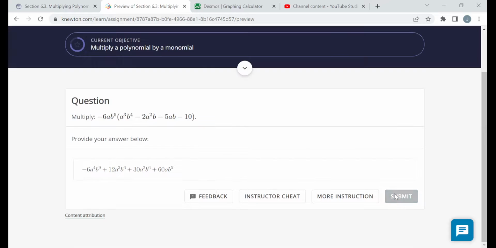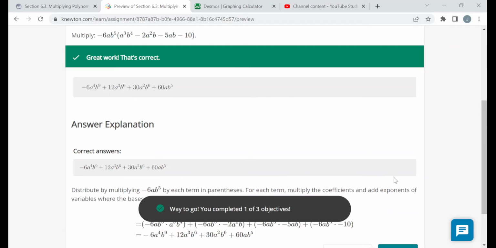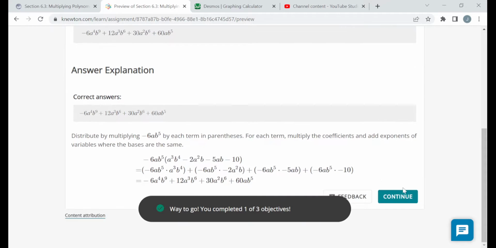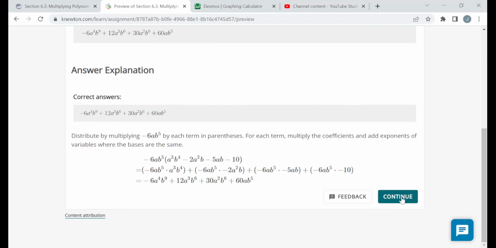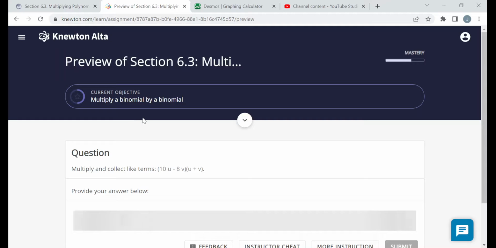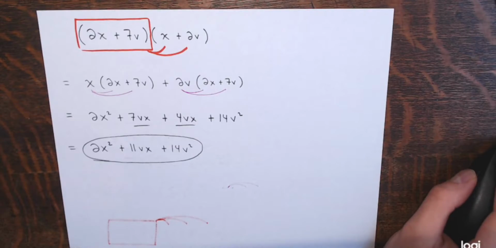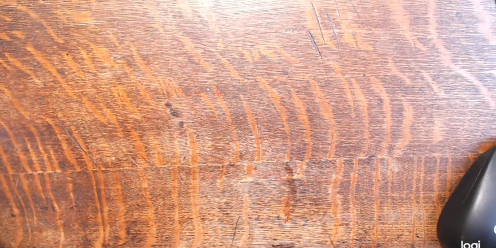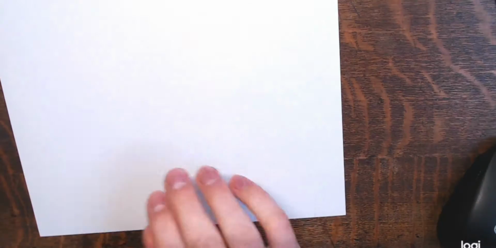Yeah, distributing the monomial should be the simplest of these 3 objectives, in my opinion. Alright, now we're back to binomial by binomial. So once again, I'll write this out and just do a bunch of distributing until I get a sum of monomials.